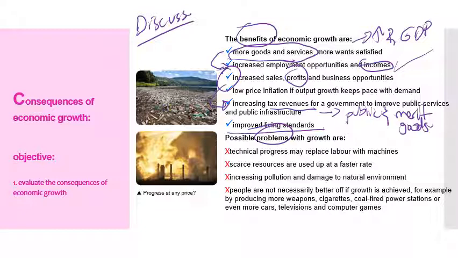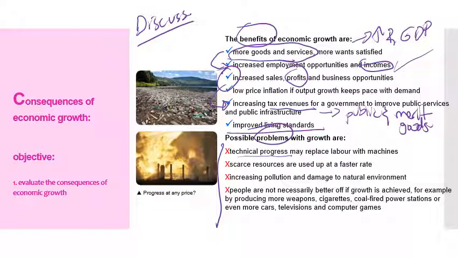Now, what are the problems? So why is it bad? Technical progress may replace labor with machines. So because of technological advancement, people might become unemployed since the companies will replace them with machines, since machines sometimes could be more effective than people.